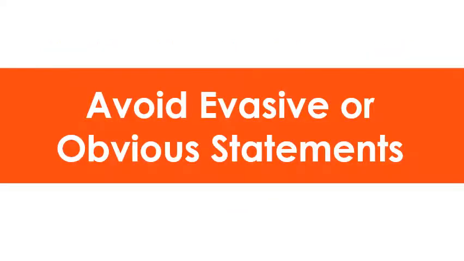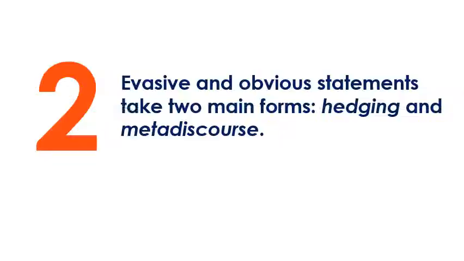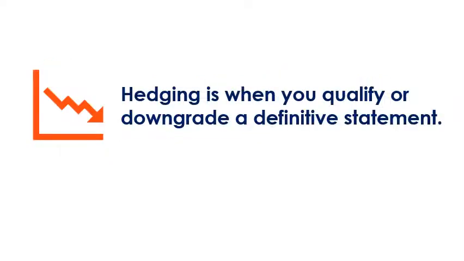Now on to our final concision tip: avoid evasive or obvious statements. As with our previous tip, we have two common forms of errors that we need to look out for when we're looking out for evasive or obvious statements. These two errors include hedging and metadiscourse. Hedging, on the one hand, is when you qualify or downgrade an otherwise definitive statement.